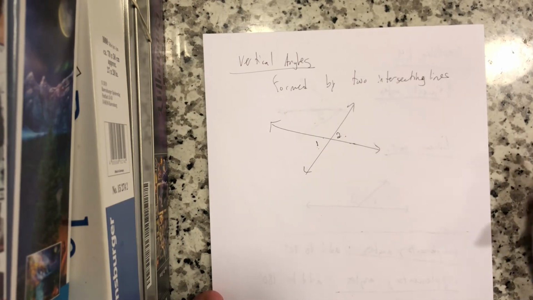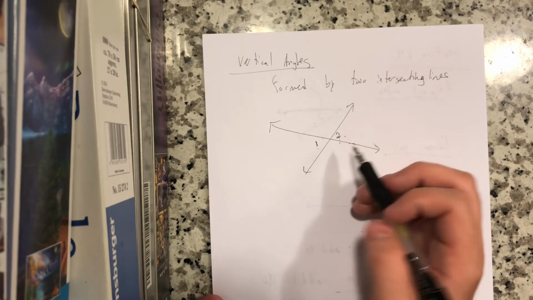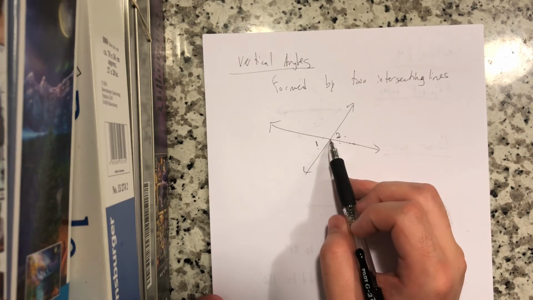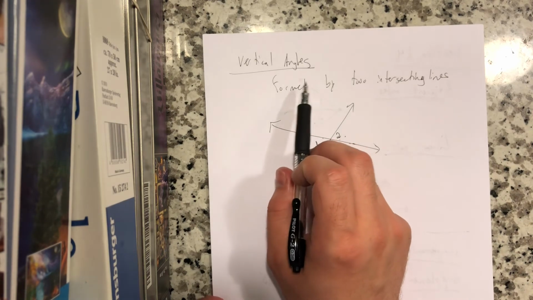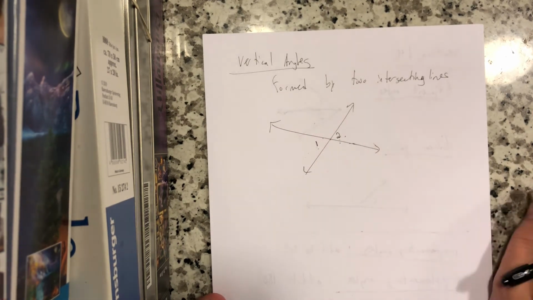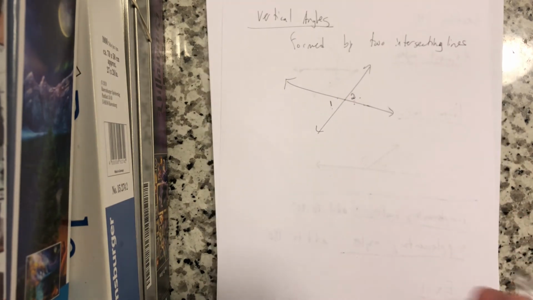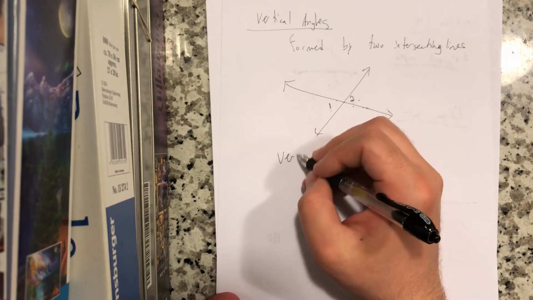Vertical angles does not necessarily mean that they're up and down. They could be left and right, they could be diagonal, but they have to be directly across from each other like this when two lines intersect. Guys, I want to make sure I mention there's no such thing as horizontal angles. They're all called vertical angles if they have this kind of pattern. Another really big thing is that vertical angles are congruent.